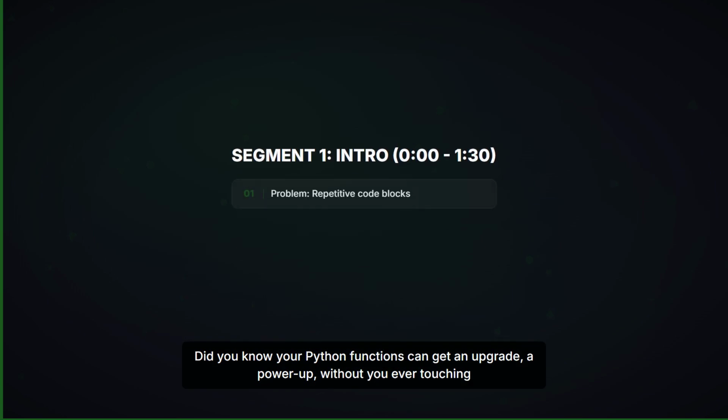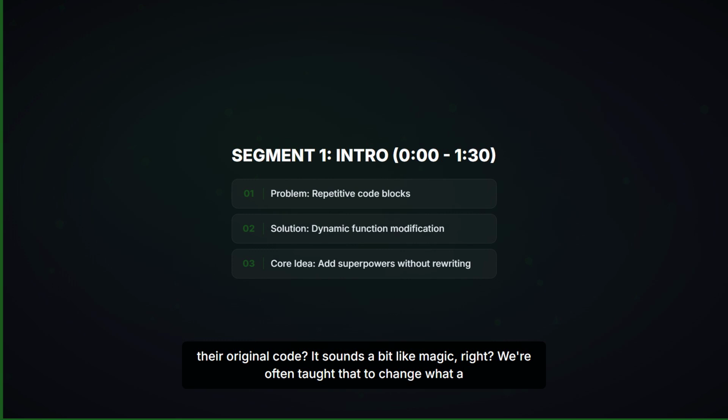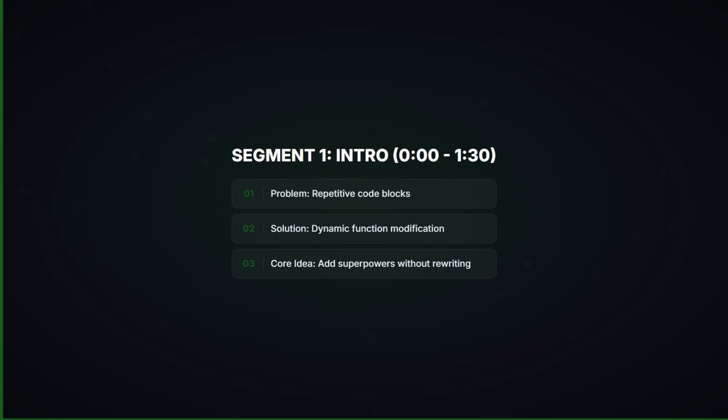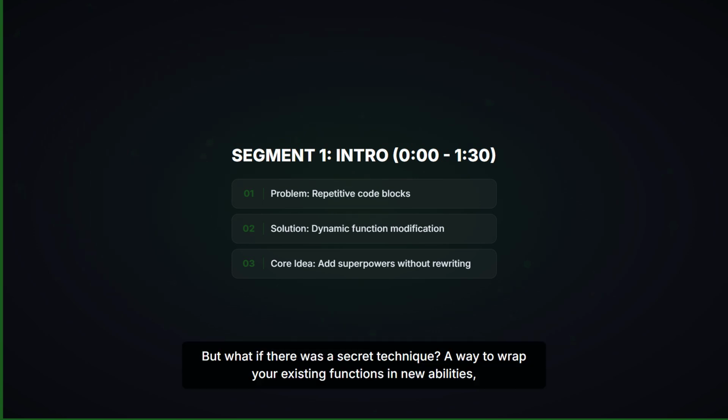Did you know your Python functions can get an upgrade, a power-up, without you ever touching their original code? It sounds a bit like magic, right? We're often taught that to change what a function does, you have to open it up, dig in, and rewrite lines. That's the traditional way.